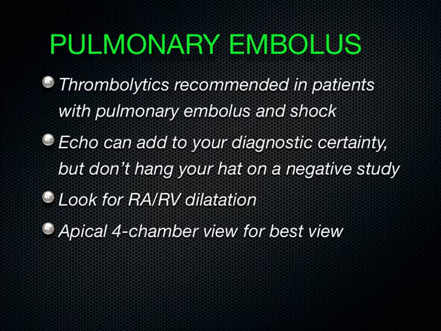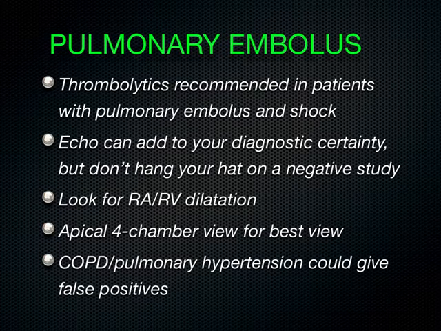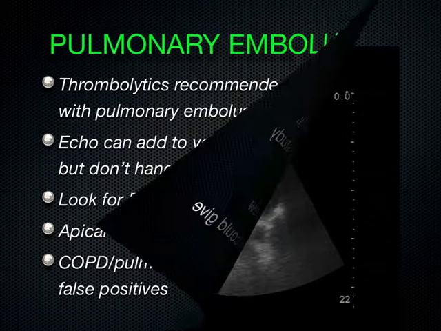This is a patient who's going to have a massive PE, who's got a very large RA-RV that's approaching or even bigger than the LA-LV. Okay? The apical 4 chamber is really a great view. I like parasternal long also, keeping in mind that COPD, pulmonary hypertension could give you some false positives. This is what it looks like.